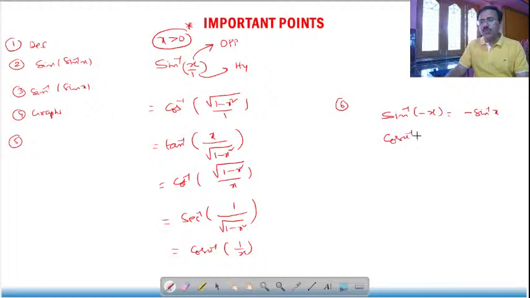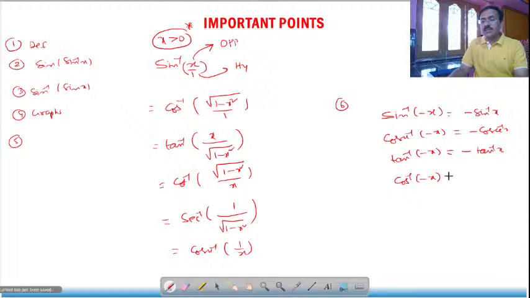Same is for cosecant also. Yes. So what about tan inverse? Tan inverse of minus x is also minus tan inverse x. Whereas, friends, cos inverse of minus x has a disadvantage for this function. It must be pi minus cos inverse x, because its range is 0 to pi.